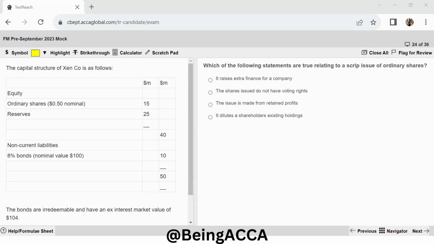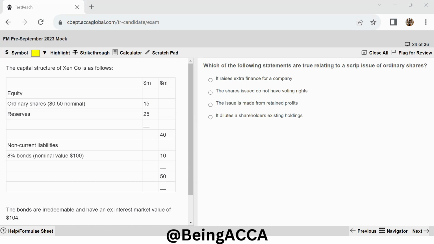Which of the following statements are true relating to a scrip issue of ordinary shares? So, scrip issue is nothing but another word for bonus issues, right? So, what are bonus issues? It is basically a new issue of shares to your existing shareholders in proportion of their existing shareholding. So, if somebody was having, let's suppose, the ratio of the shareholding was 50 is to 20 is to 10 is to 10 is to 10, in the same ratio, the bonus shares will also be issued.